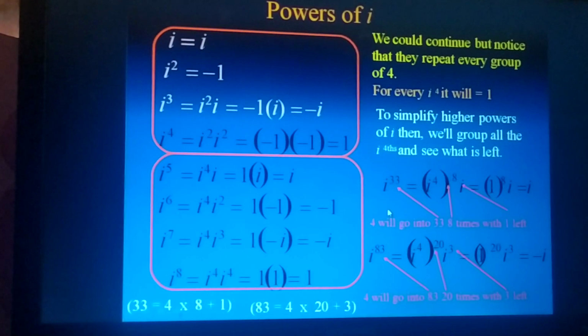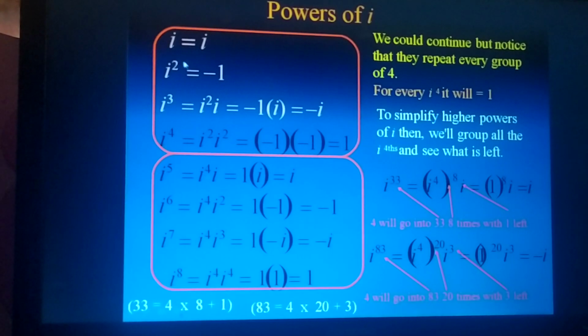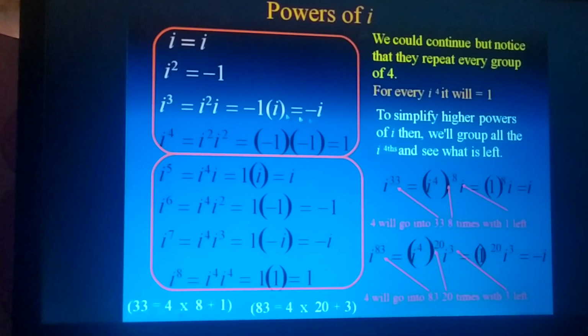Powers of i. i is equal to i. i square is equal to minus 1. That is defined. Now how can we find i cube? i cube can be written as i square into i. What is i square? i square is minus 1. Minus 1 into i is equal to minus i. So the value of i cube is minus i.